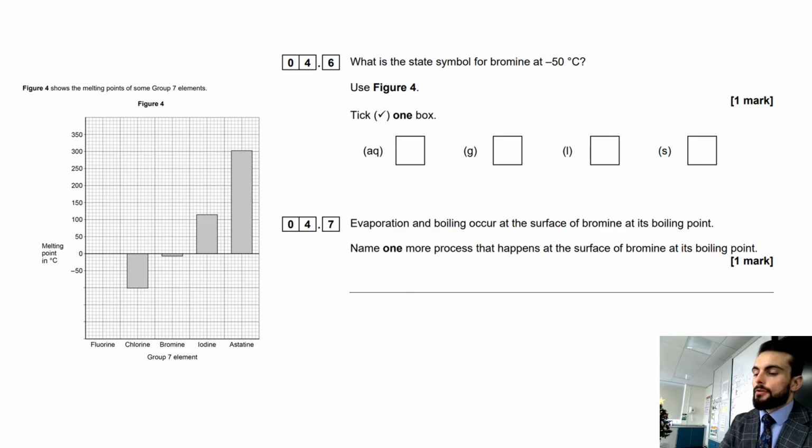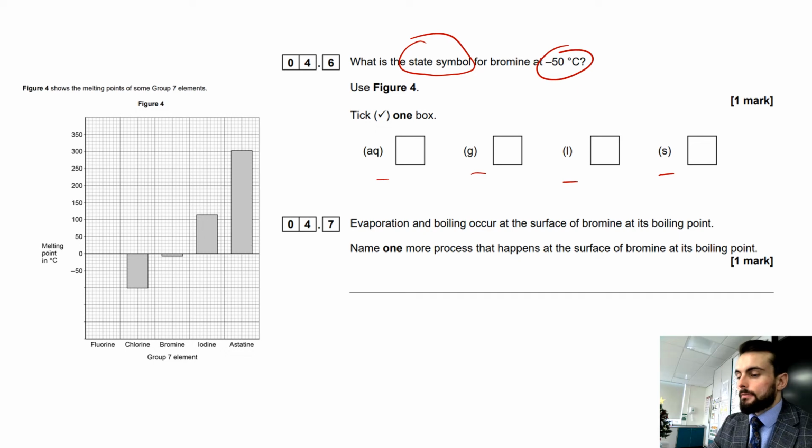So, question 4.6. What is the state symbol for bromine at minus 50 degrees Celsius? So we've got 4 state symbols: aqueous, gas, liquid, and solid. We're talking about what state it would be at minus 50. Now it's not going to be aqueous because we're talking about elements. So we're just talking about the melting point of the element on its own, not when it's dissolved in solution. So we can rule that one out.